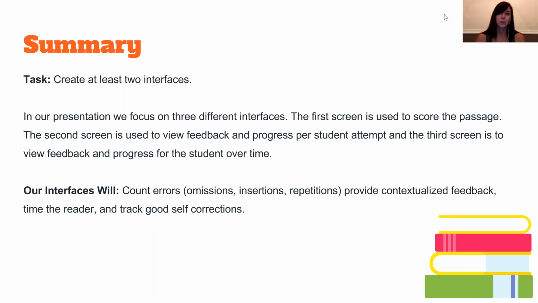In our presentation, we focus on 3 different interfaces. The first screen is essentially used to score the passage itself. The second screen is used to view feedback and progress per student attempt. And then the third screen was created to view student progress and supply feedback over time. Overall, our interfaces are going to count errors, either omissions, insertions, or repetitions of the text, provide contextualized feedback, time the reader, and then also track good self-correcting practices by the student.